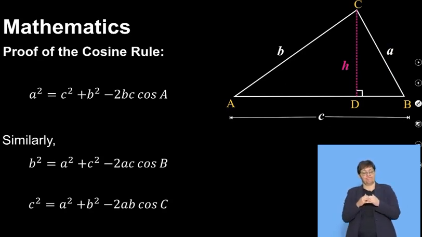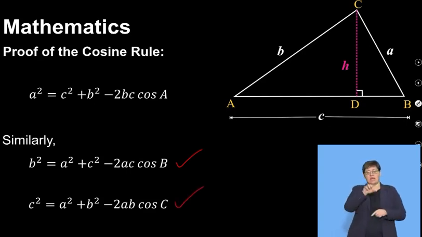So now we've proved the first version. And similarly, if we just change where we start drawing our height, we can prove the second version: B squared is equal to A squared plus C squared minus 2AC cos B. And similarly, if we move the height in from a different vertex again, we can then prove this third version, which is C squared equals A squared plus B squared minus 2AB cos C. And that concludes all three proofs now.